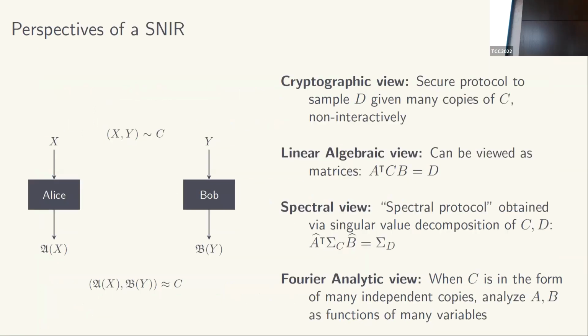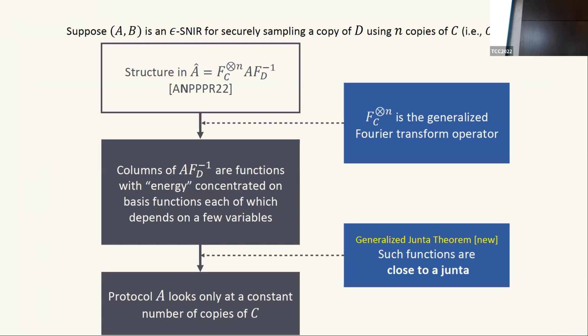Because we don't have a lot of time, I will try to give a brief intuition behind how we show that statistical SNIR is going to imply perfect SNIR. So let's start with a protocol that is an SNIR protocol (A, B) that realizes an epsilon-SNIR, securely sampling a copy of the target correlation using, say, n copies of the source correlation.